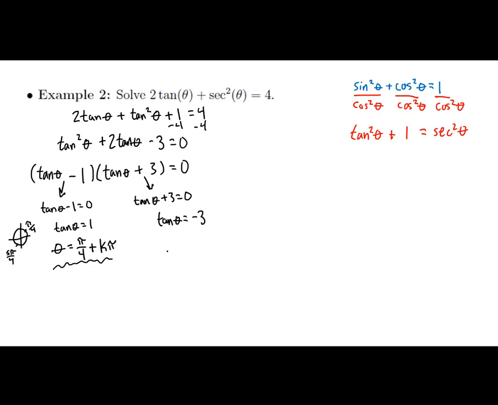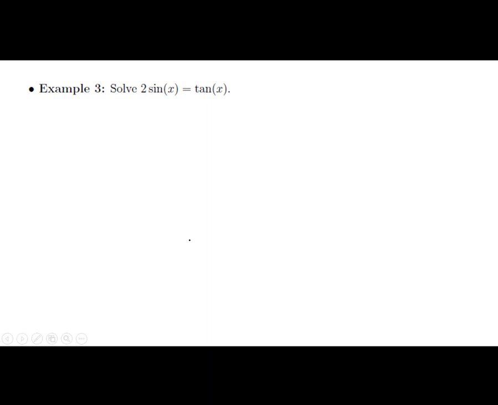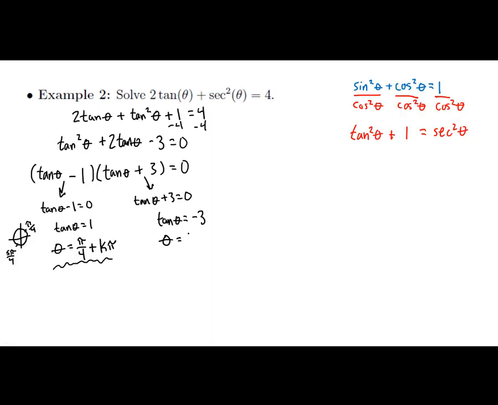So here I'm just going to have to do an approximation. So I know that theta is going to equal the inverse tangent of -3, but again, plus k pi, right? Because that's the period of tangent. And let's go ahead and get an approximation for that so I know about where that goes. So my approximation here is about -1.25 plus k pi.